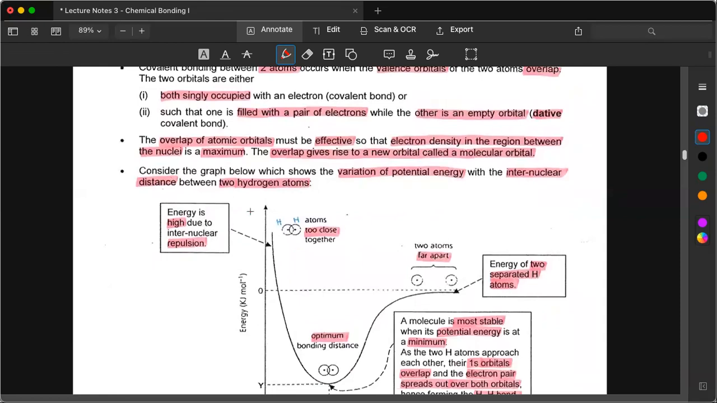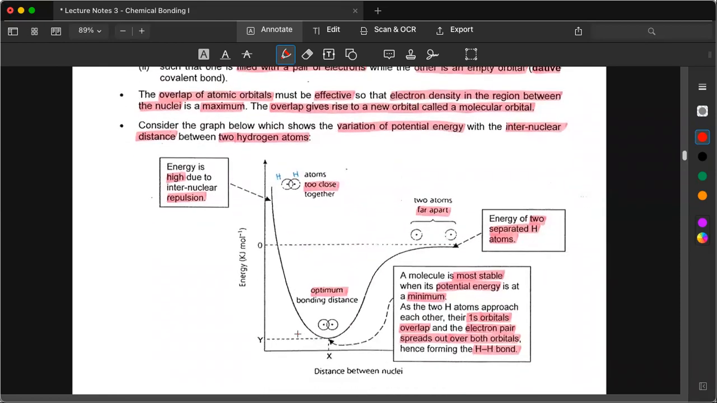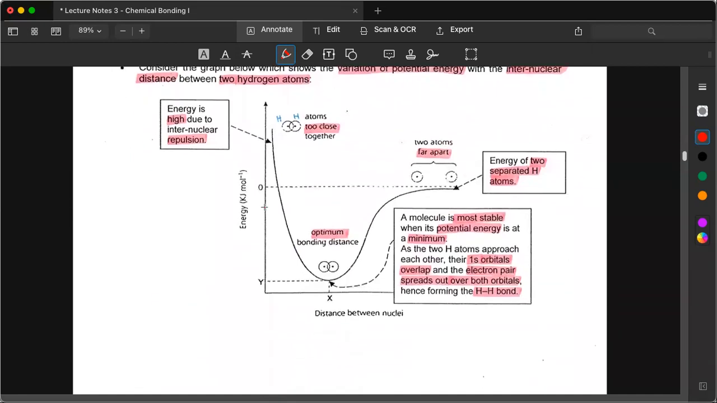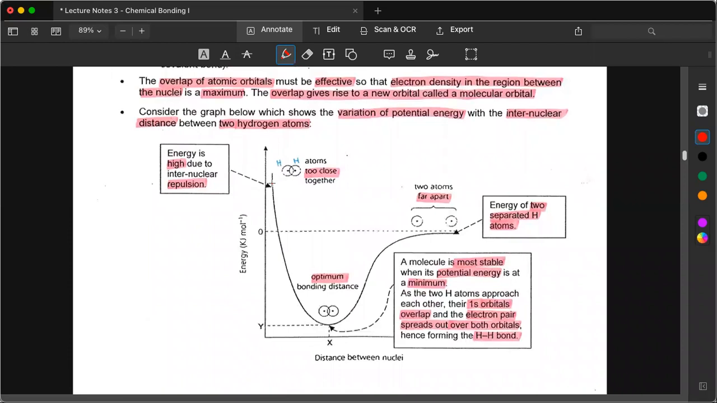So consider this graph, which shows the variation in potential energy with the internuclear distance between two hydrogen atoms. At this part here, the distance between nuclei is very close, and hence there is great repulsion between the nuclei since they contain positive charges. So the energy will be very high. But as the distance increases between them, the energy will decrease until this point here, which we call the optimum bonding distance, where the molecule is most stable with the minimum potential energy.